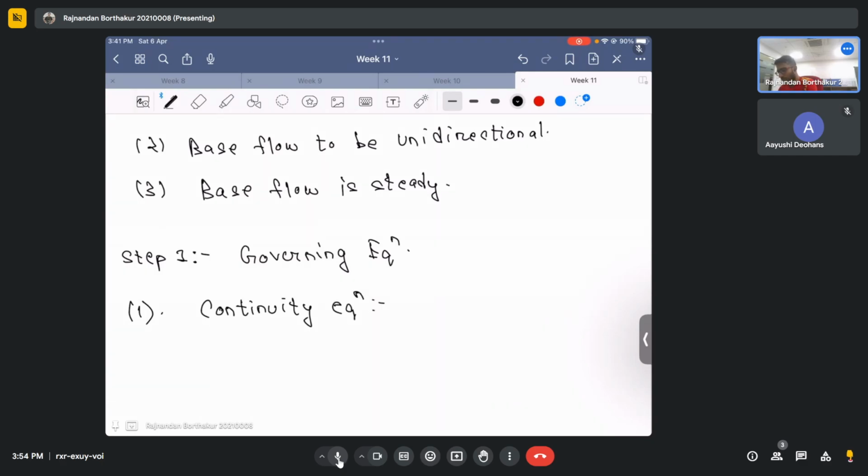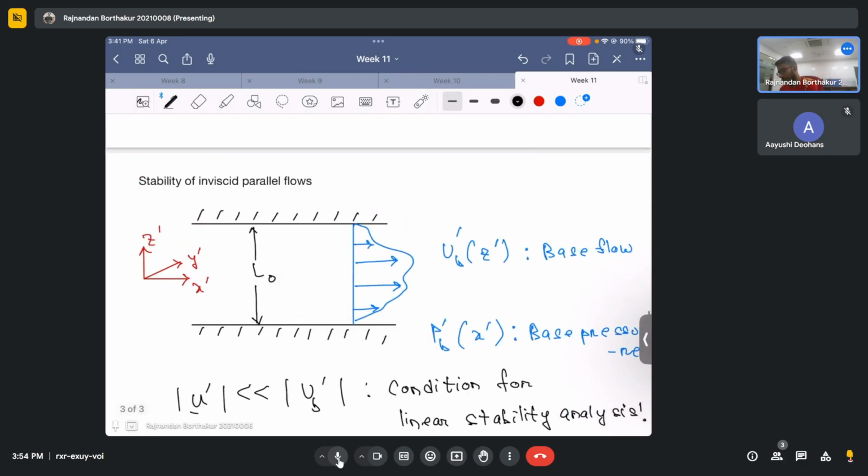and as a part of this exercise, we will denote the total flow, which comprises the base flow plus the perturbations, as a capitalized variable. Okay, and the dash terms that you see here will denote dimensional terms.